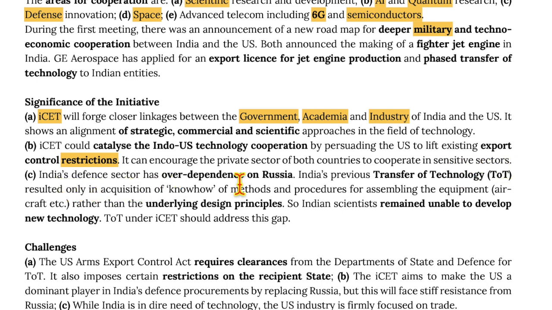India's defense sector has overdependence on Russia. India's previous transfer of technology resulted only in acquisition of know-how of methods and procedures for assembling the equipment, that is aircraft, etc., rather than the underlying design principles. So Indian scientists remain unable to develop new technologies. Now, transfer of technology under iCET should address this gap.